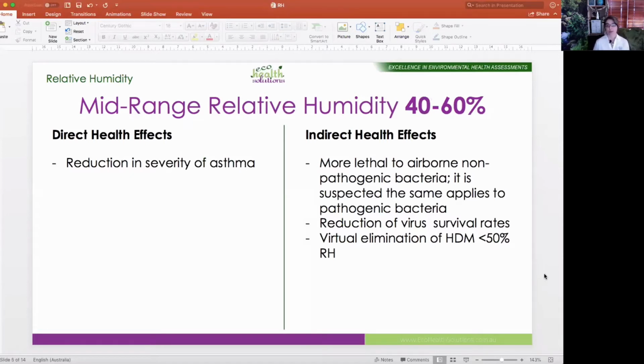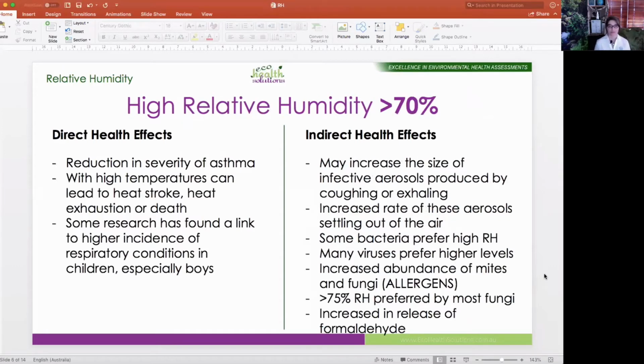which can be killed off at this level. There's a reduction of virus survival rate, so again that's a lowering of that, and the virtual elimination of house dust mites at around 50% or just below 50% relative humidity. So once that humidity level drops off, we're dropping down in the levels of bacteria, viruses and house dust mites.